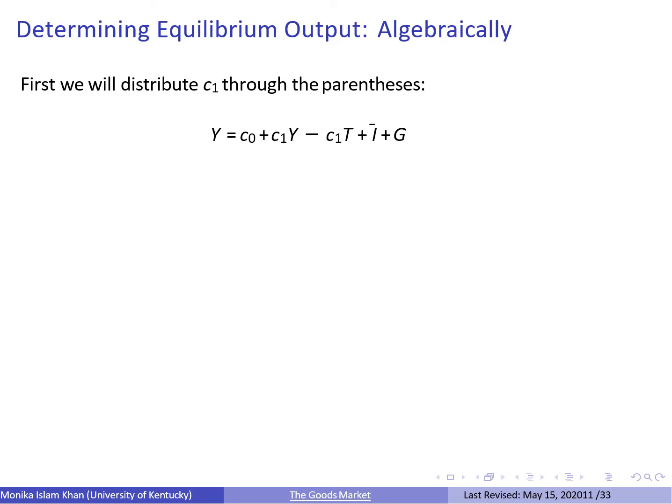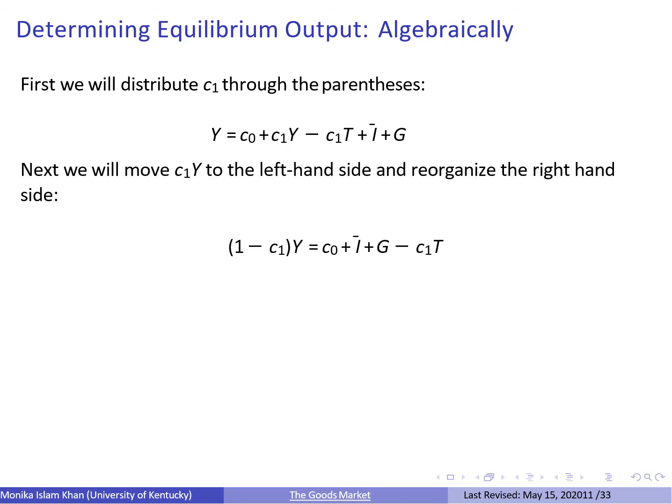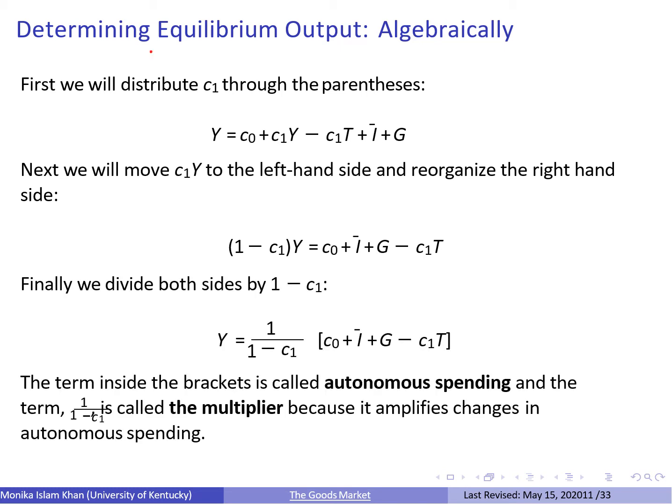Recall the equation that we had in the last slide. The next step is to distribute C1 through the parentheses. Next, we need to move all the Y's to the left side. So we are going to move C1 Y to the left side, and here by pulling out Y, we have (1 minus C1) times Y, and then we rearrange the right hand side of this equation. Since our goal here is to determine equilibrium output, we need to divide both sides of this equation by 1 minus C1 to solve for Y and get this equation.